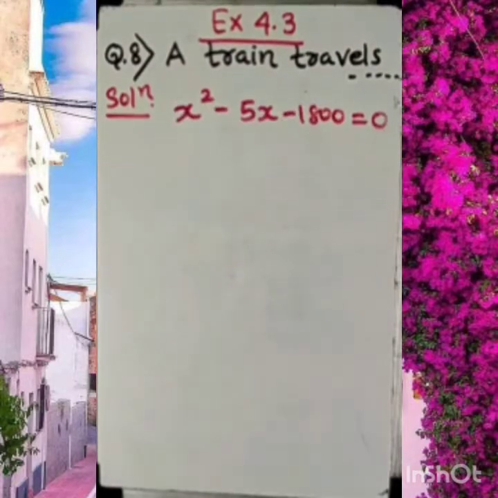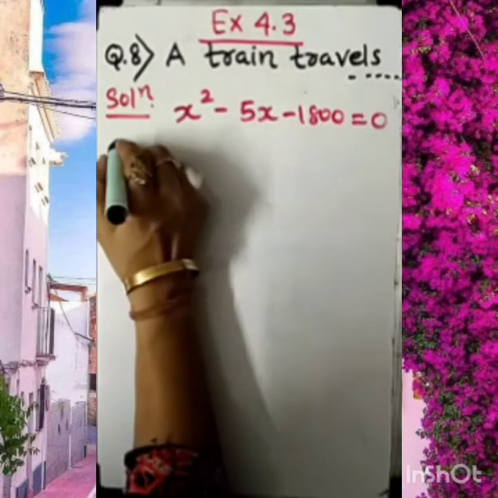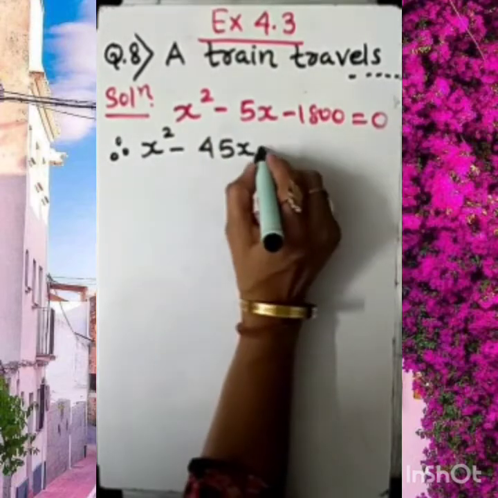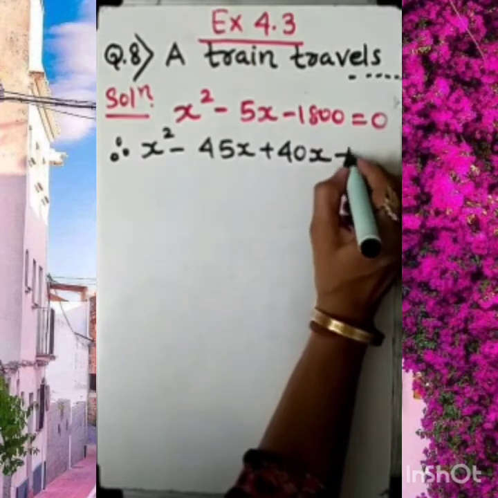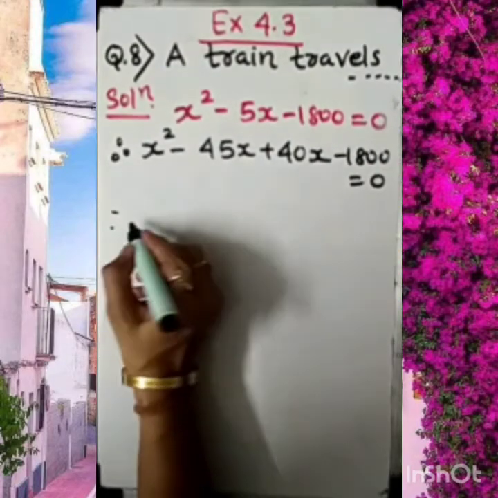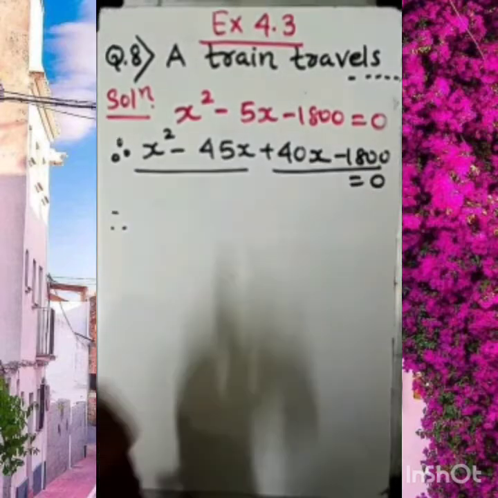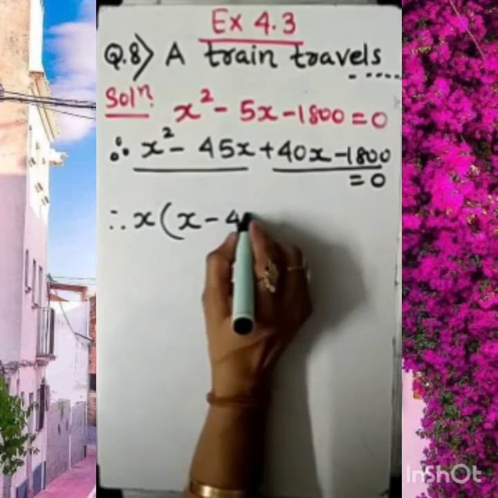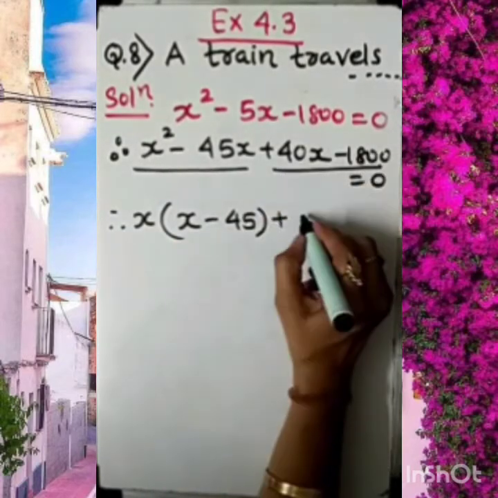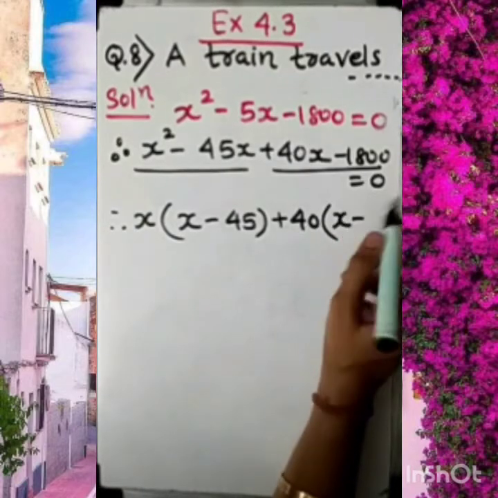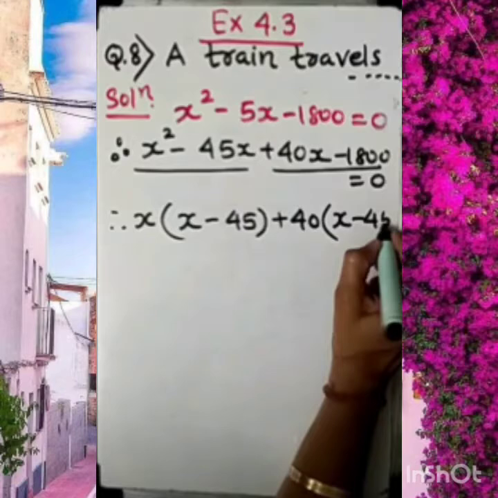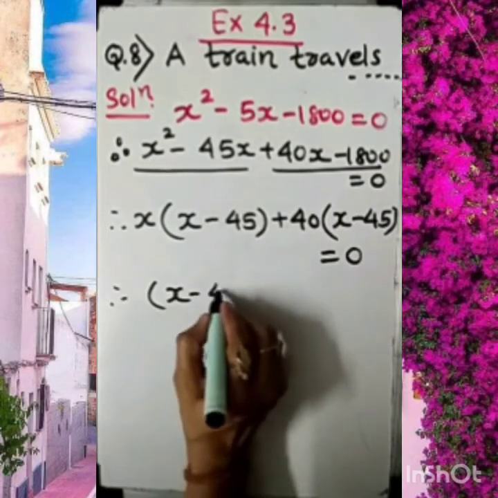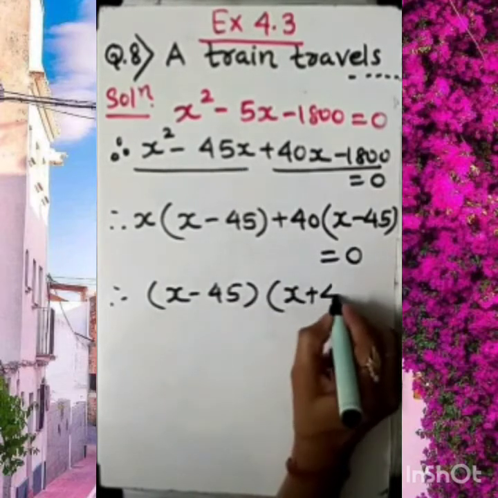So this is our quadratic equation. After applying the middle term splitting, we got these two, minus 45 x plus 40 x, and this minus 1800 equal to 0 is already there. Now let me make a pair. From the first two terms I am taking x common, then x minus 45 will be left inside. From these two terms I am taking 40 common, so here it will be 45 into 40, 1800, and 0 is already there. So one bracket is x minus 45, another is x plus 40, which is equal to 0.